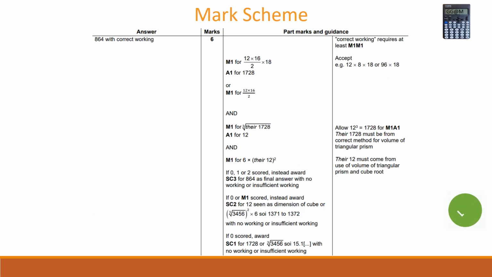The mark scheme on this question shows there are 6 marks. M1 is 1 method mark, A1 is 1 answer mark. The follow-through means using the answer you got for 1,728. So if you made a mistake, then that's fine.